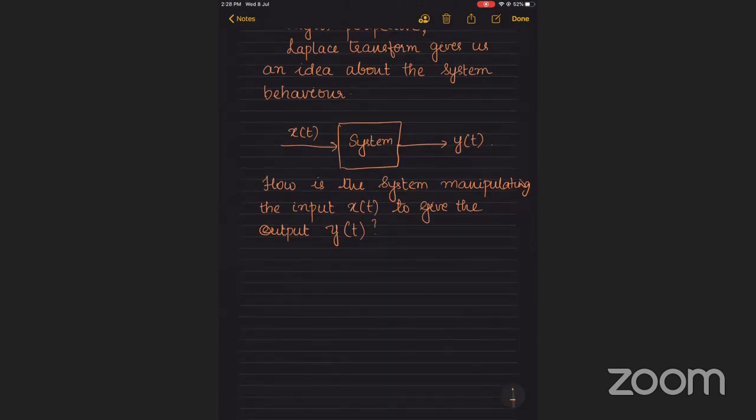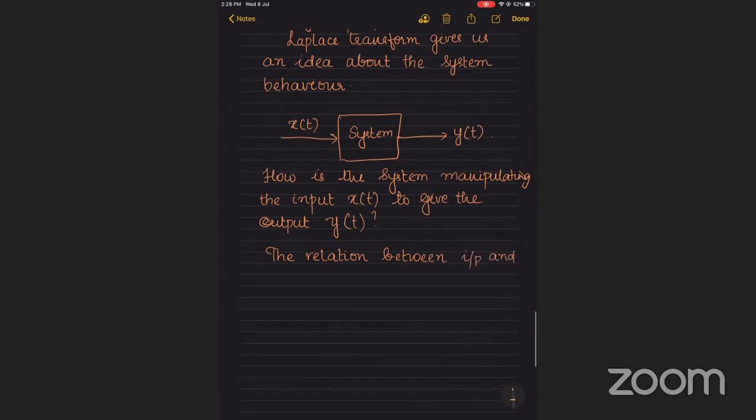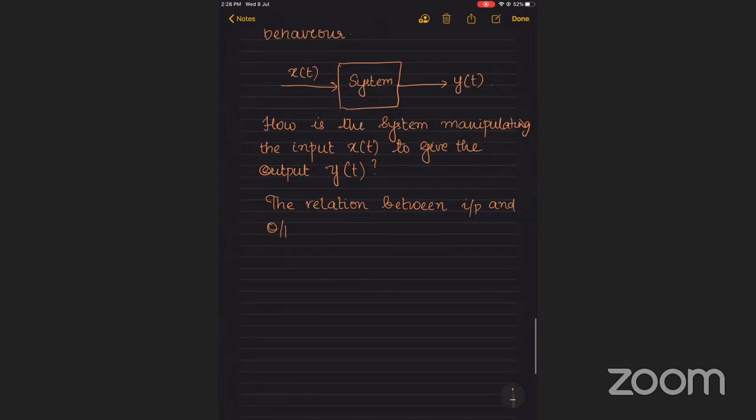So the relation between the input and output is what we call the transfer function, or system function.